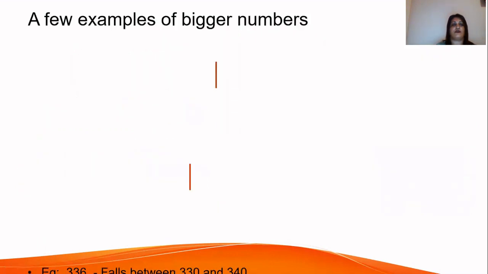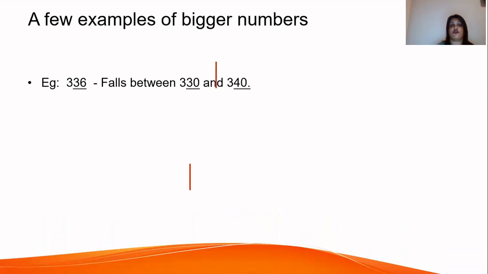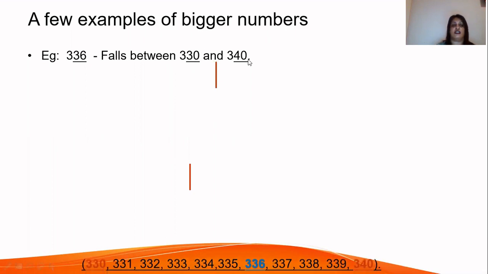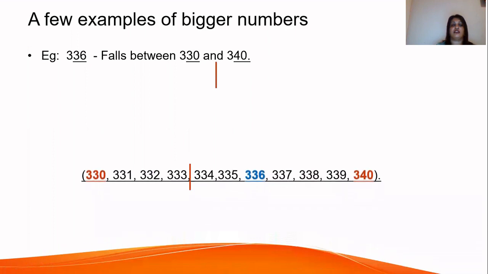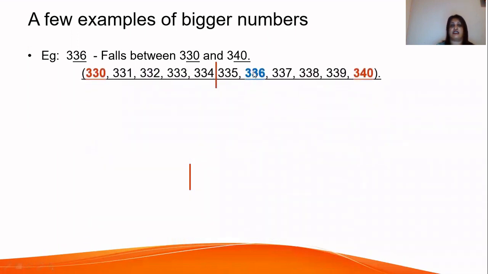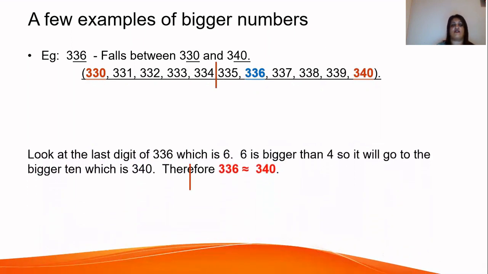Let's look at other examples. 336. Which two tens does it fall under? 330 and 340. Although it's in the hundreds again, my last two multiples are tens, 30 and 40. Let's look at it now. 336 falls between 330 and 340. But where does it lie? Here. So the last digit is 6. 6 is greater than 5, so I'm going to round it up to the nearest 10, which is 340. Therefore, 336 rounded off to the nearest 10 is 340.